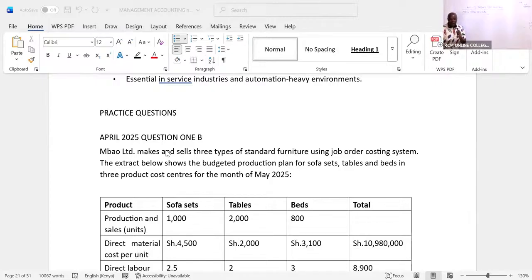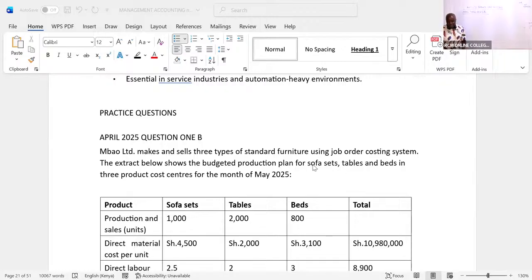We are told Mbao Limited makes and sells 3 types of standard furniture using a job order costing system. The extract below shows the budgeted production plan for sofa sets, tables, and beds in 3 production cost centers for the month of May 2025.